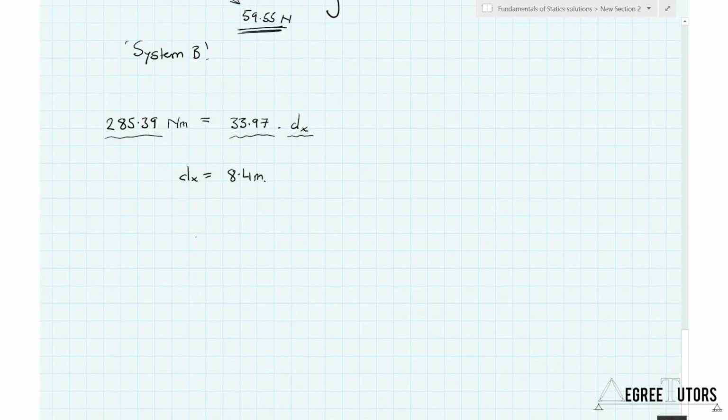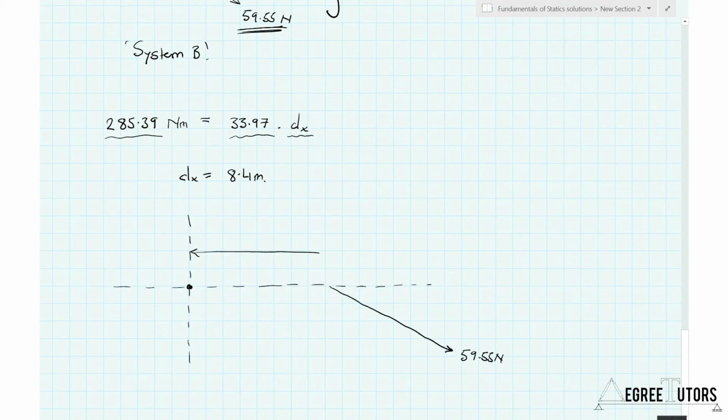Okay, so what does system C look like? This is system C, which is completely equivalent to system B, which is completely equivalent to system A. System C, okay, because it's the vertical component of that force, of that 59.55, that is now generating my clockwise moment of 285.39 Newton meters.